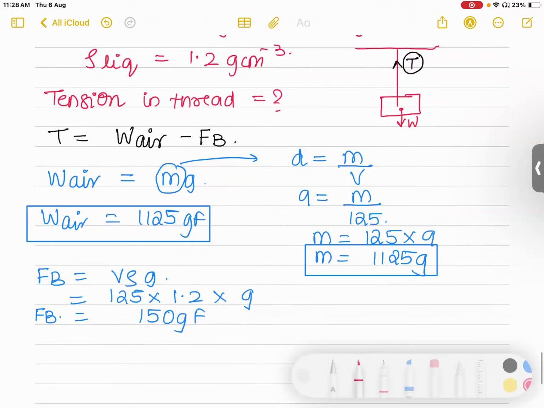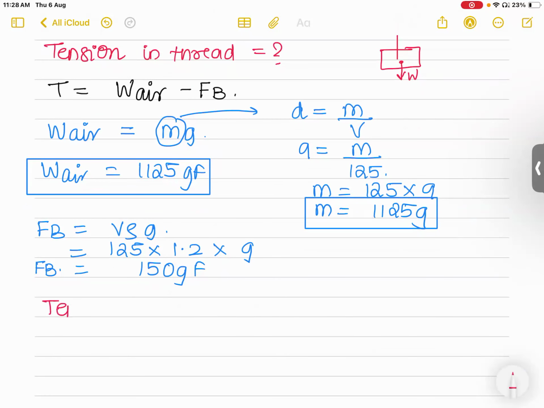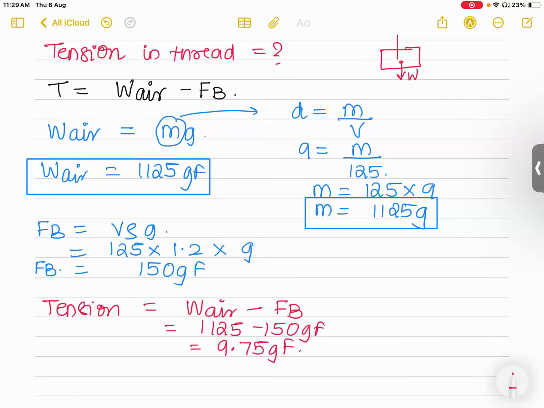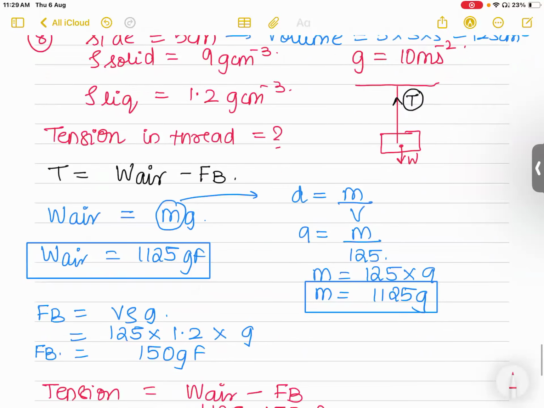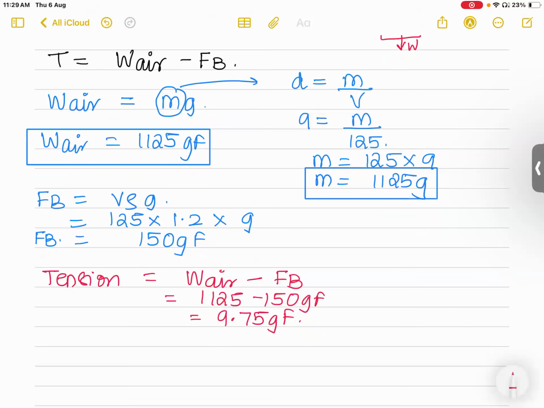So tension in the string can be found by subtracting the weight of the object in air minus FB, which will be 1125 minus 150 gf, which gives me the answer as 975 gf. Okay, students, is it simple? Is it clear? Great. Now, if I want to convert it into Newton, then I will straight away write it in terms of Newton also. I hope this question is clear.